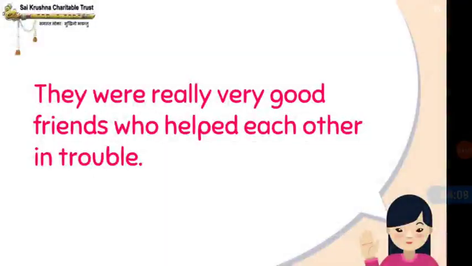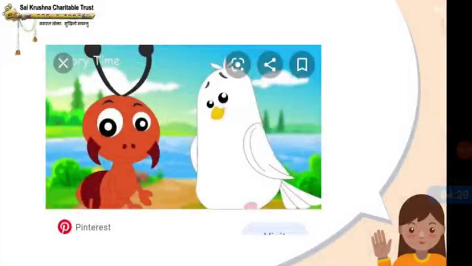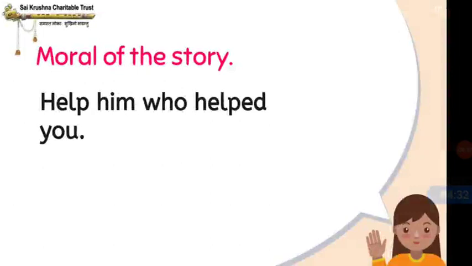So this is the lesson, Help Him Who Helped You. They were really very good friends who helped each other in trouble. So for friends, we should help whenever they are in trouble. You can see the ant and the dove. The moral of the story is, help him who helped you. You can also write it like this: if you get help from others, you should also help them whenever they are in need. That was the story.